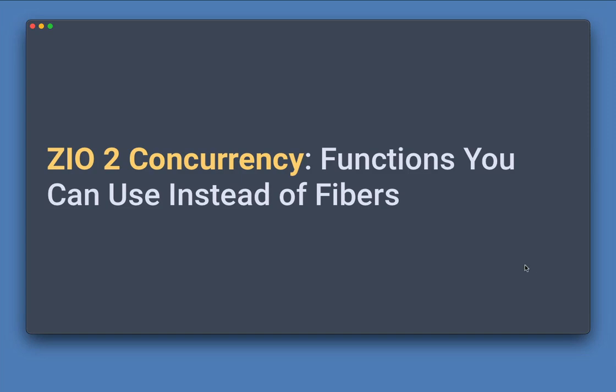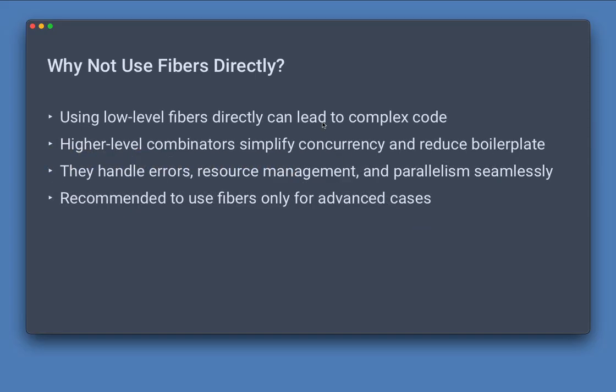Okay, in this lesson on concurrency in Zio, we're going to look at some functions you can use instead of fibers. Now, after all the videos I just did on fibers, why shouldn't I use them all the time? Even though fibers are a nicer abstraction than things like threads, they're still relatively low-level building blocks. So in Zio, we have higher level combinators and a simplified concurrency and a definitely reduced boilerplate.